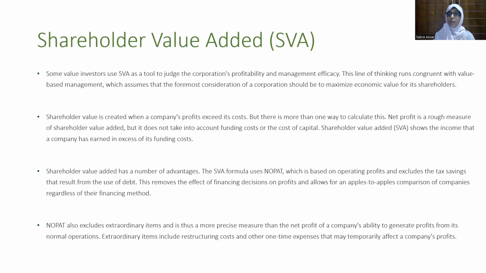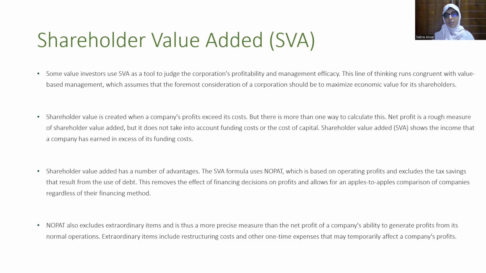There is more than one way to calculate this. One is the net profit, which is a rough method of shareholder value added, but it doesn't take into account funding cost or the cost of capital. So SVA shows the income that the company has earned in excess of its funding cost, and the shareholder value added has a number of advantages.